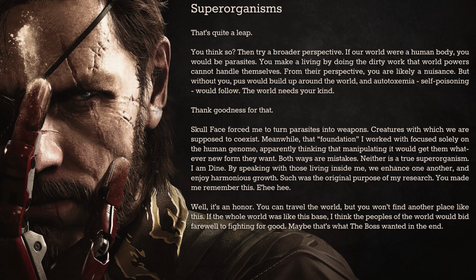Creatures with which we are supposed to coexist. Meanwhile, that foundation I worked with focused solely on the human genome, apparently thinking that manipulating it would get them whatever new form they want. Both ways are mistakes. Neither is a true superorganism. I am Dine. By speaking with those living inside me, we enhance one another and enjoy harmonious growth. Such was the original purpose of my research. You have made me remember this.